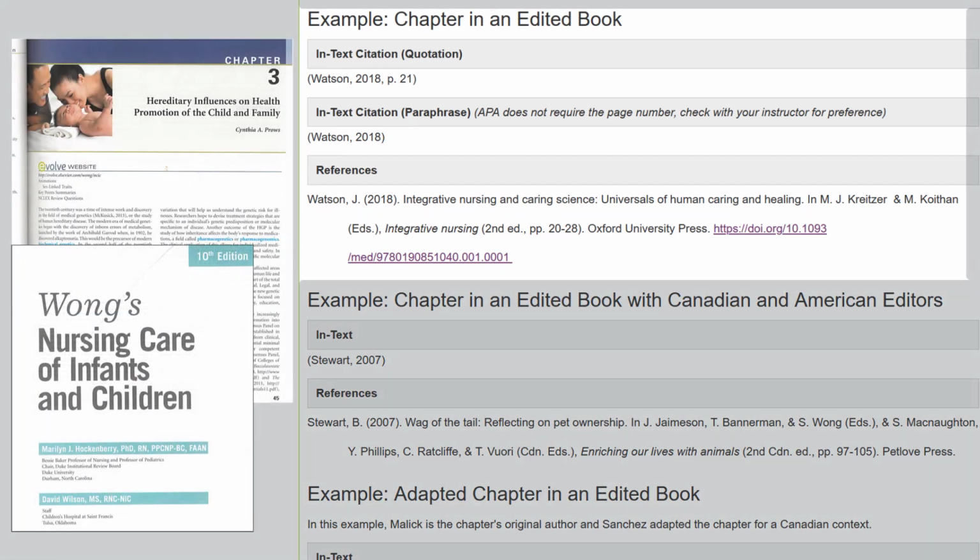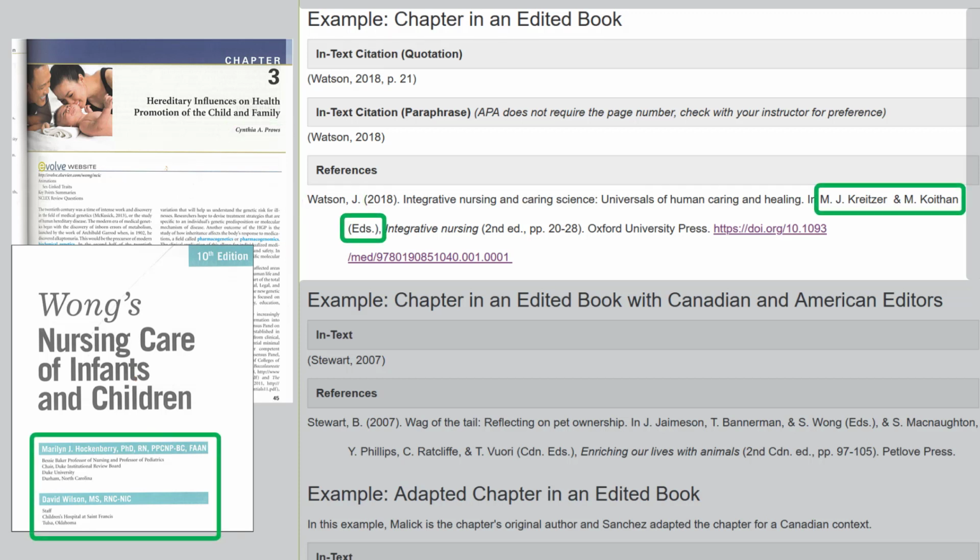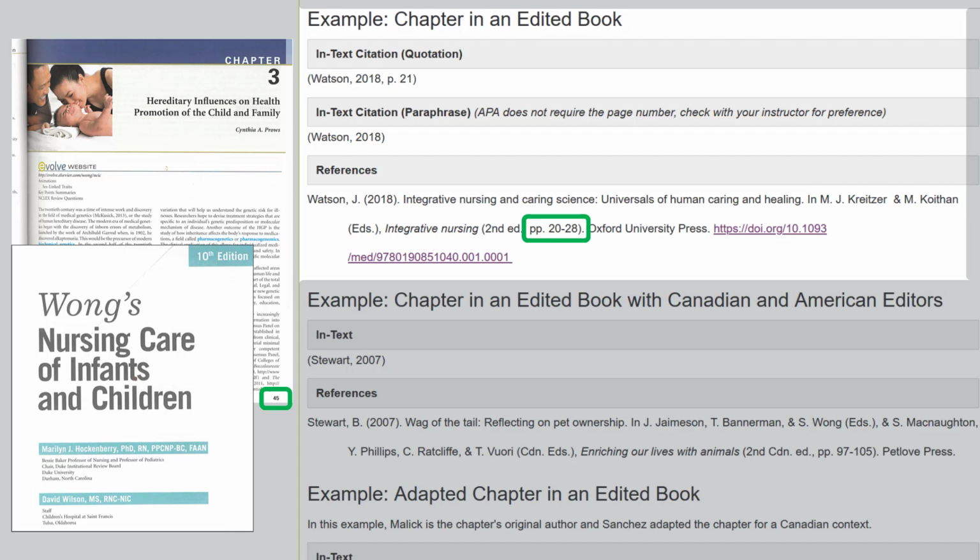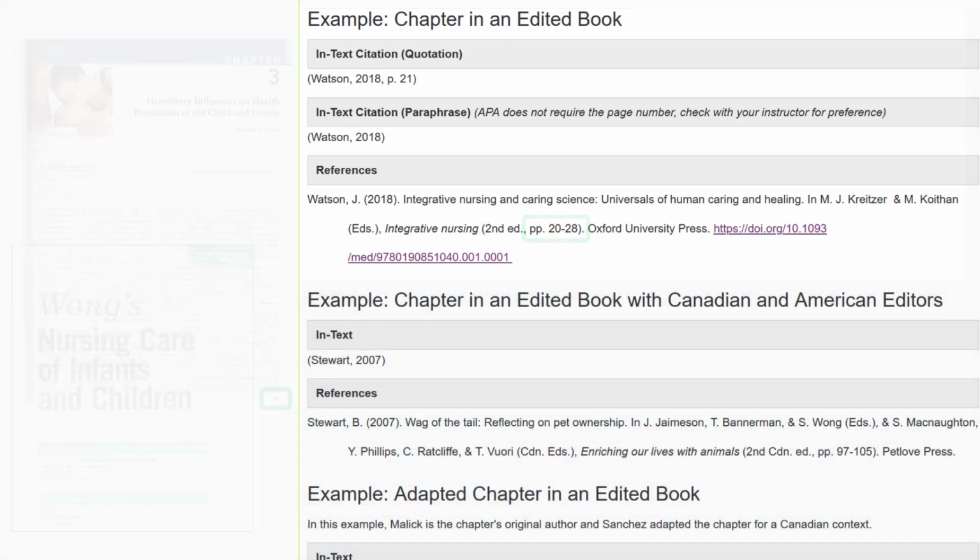For a normal chapter in an edited book, there will be a chapter author. This is the person who wrote that exact chapter. There will also be editors. These are the people who put all the chapters together into a book. Because we're citing a specific chapter, there is also a page range for the chapter. Include the whole page range for the chapter, even if you didn't read the whole thing.